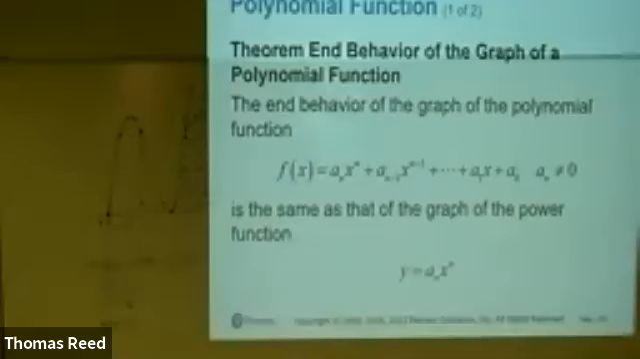Now, what are they talking about here? Oh, end behavior. If you have a polynomial function, the end behavior will be the same as the graph of the power function of the leading term. The leading term determines what the end behavior is going to look like. And the end behavior depends upon 2 things. It depends upon the exponent, is it even or odd, and it depends upon the leading coefficient, is it positive or negative.